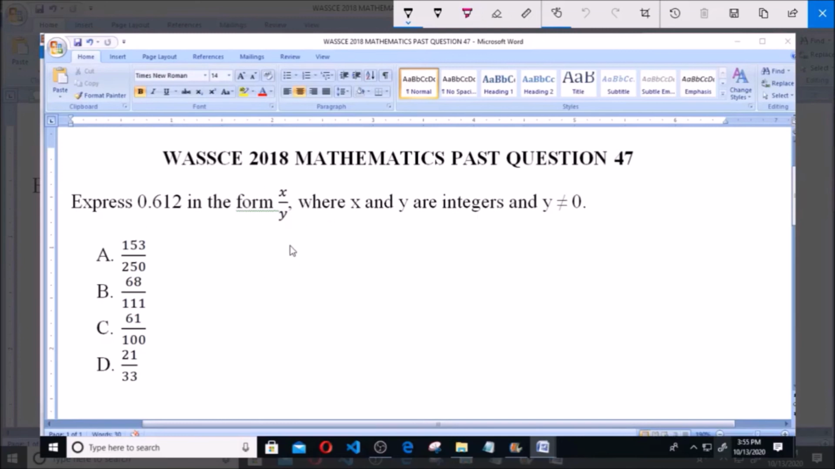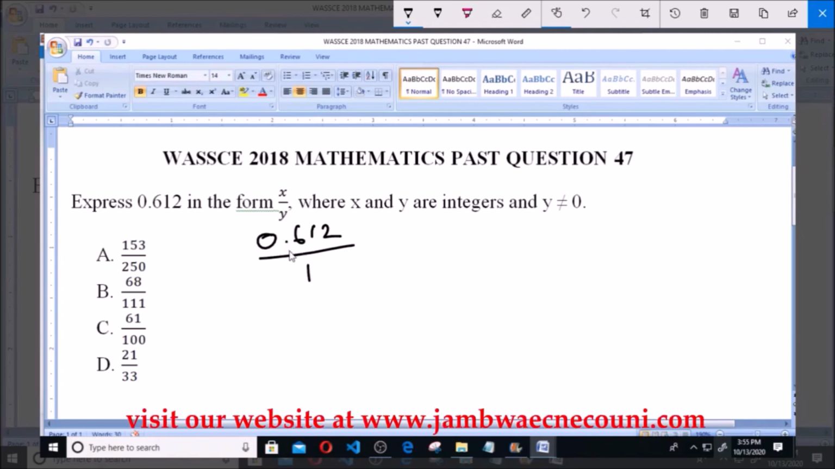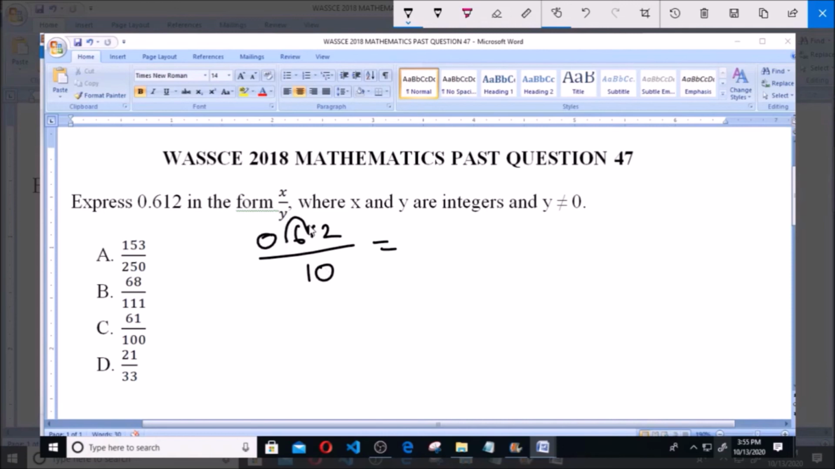Now for converting a decimal to a fraction, note that 0.612 is already 0.612 all over 1. Converting this to a fraction simply means we move the decimal point. The number of times this decimal point is moved will determine the number of zeros that will be added to the 1. When we move this once, we add a 0. When we move it a second time, we add another 0, and when we move it the third time, we add another 0. So this gives us 612 all over 1000.